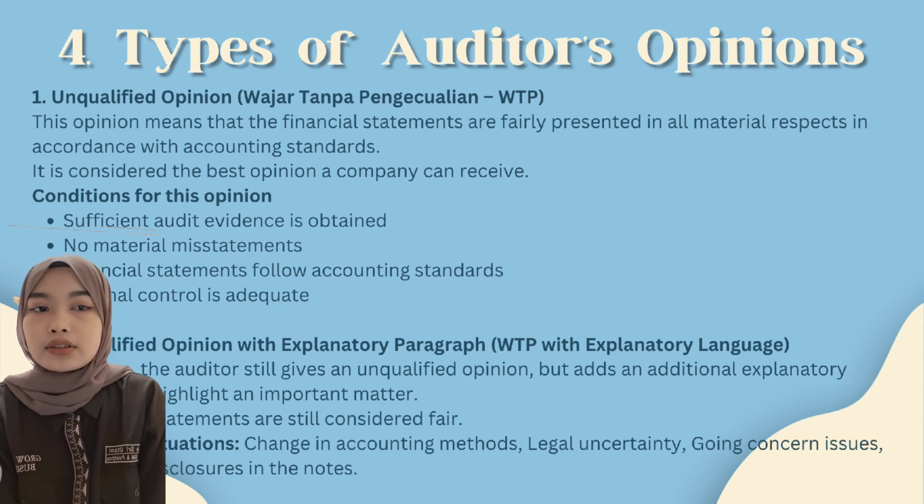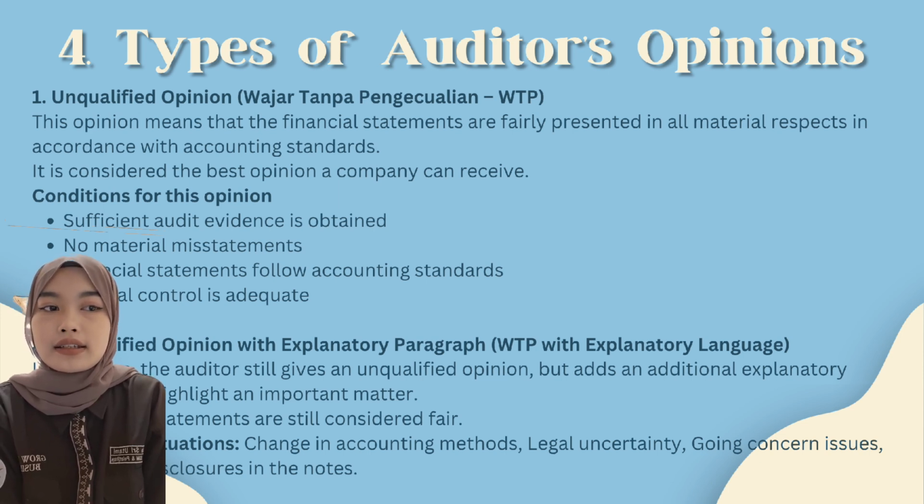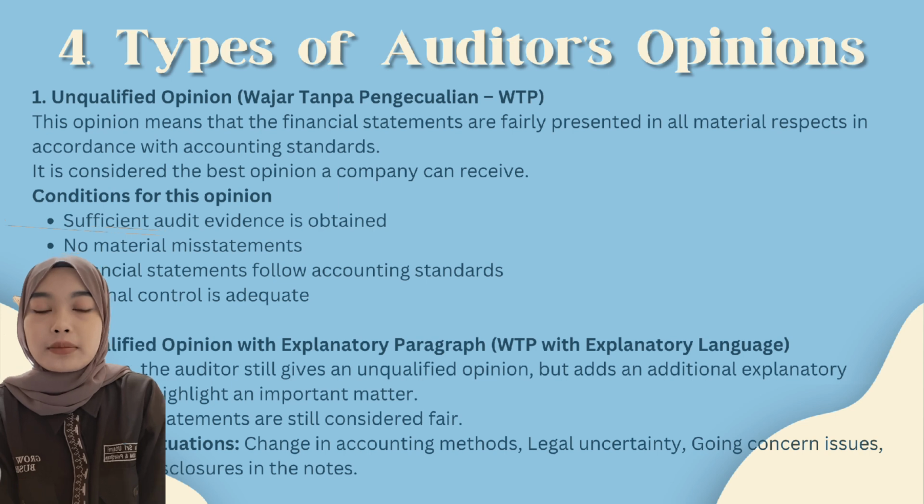And 2. Unqualified opinion with explanatory paragraph. In this case, the auditor still gave an unqualified opinion, but adds an additional explanatory paragraph to highlight an important matter. The financial statements are still considered fair. Example of situation is change in accounting methods, legal uncertainty, going concern issues, and important disclosure is not in the notes.